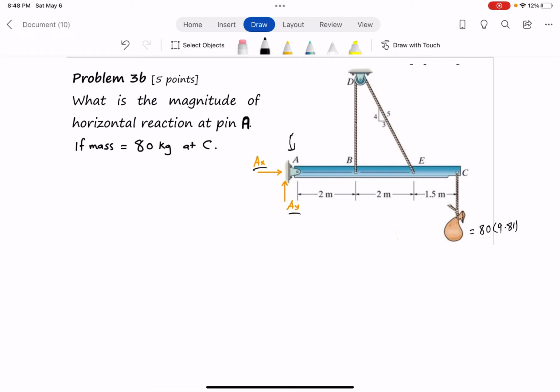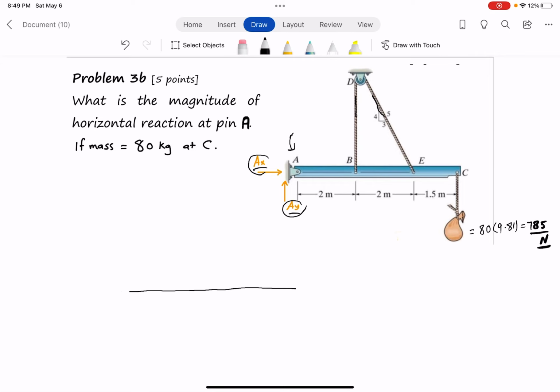When you multiply 80 kilograms times 9.81 meters per second squared, you will get 785 newtons. So now, let's look for this. This is an unknown, and this is an unknown, and look at the cable. We have a cable, but remember from the pulley that this tension is equal to this tension because it's the same cable. So let's draw the free body diagram of this beam.